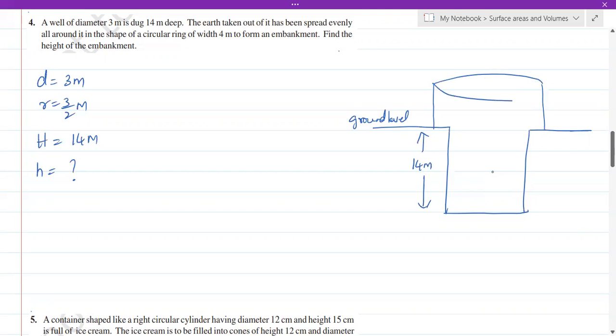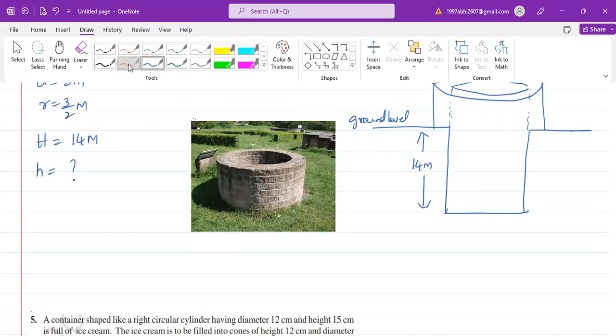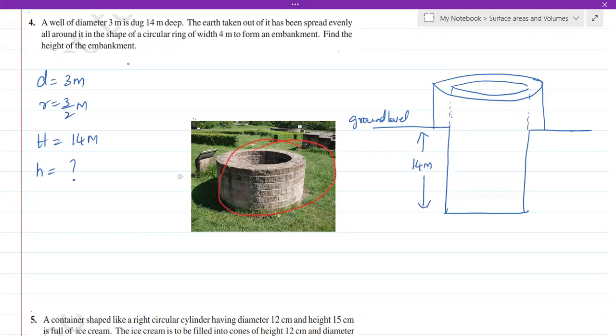It will be something like this. Now this extended version. So on top of the well, you build something like this, that is called the embankment. Let me also show you a picture for clear information. This is how the embankment looks. As you can see in the figure, this structure on the ground level is known as the embankment.